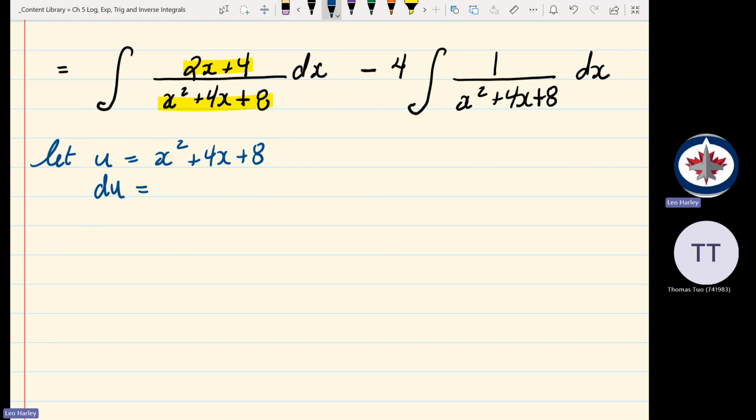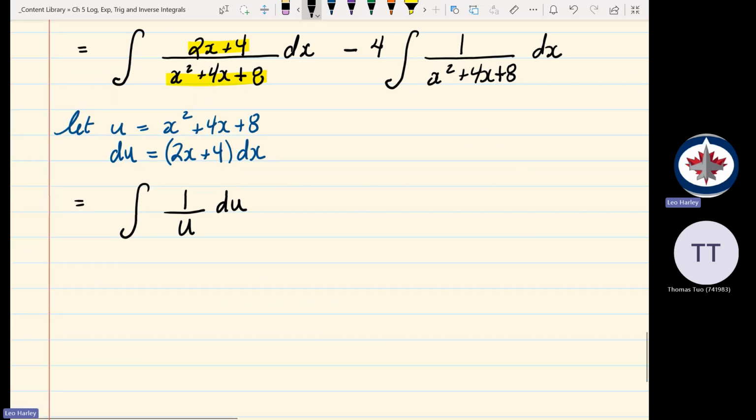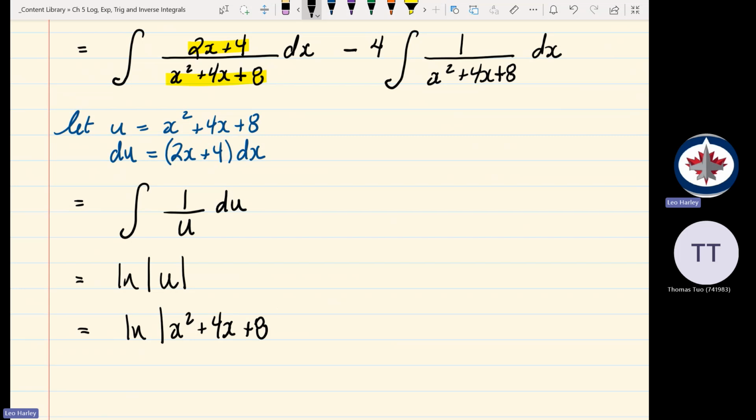So du is equal to 2x plus 4 dx. There's no more adjustment required. We can move on with this. It's just going to be the integral of 1 over u du. Hell, let's go all the way. Is it not just going to be the natural log of the absolute value of u? One more line, then it would be the natural log of the absolute value of x squared plus 4x plus 8. That piece of the puzzle is done.